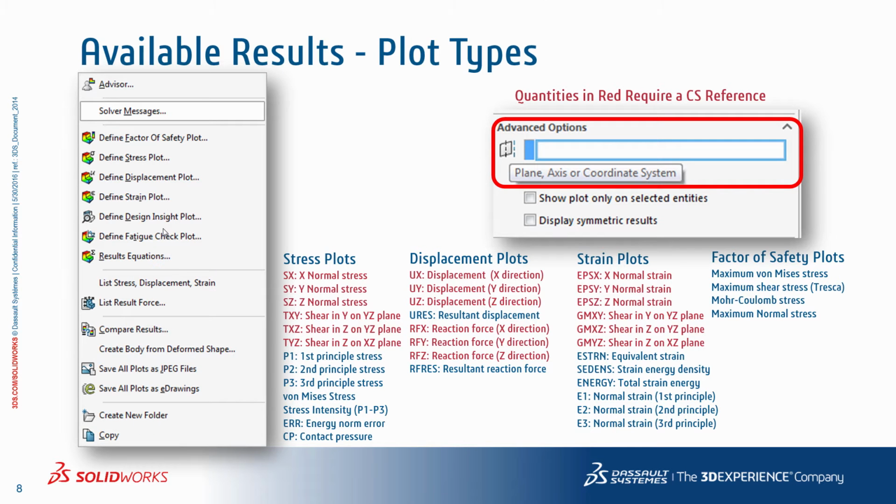Now this slide lists all the results types available for color display in a static stress analysis. The plot types available vary depending upon the study type. Note that the ones highlighted in red require a reference coordinate system as described earlier. If you have never scanned through the options, now is a good time to familiarize yourself with the data that might lead you to make better design decisions.